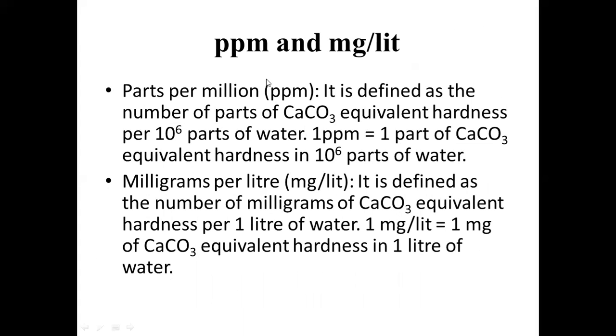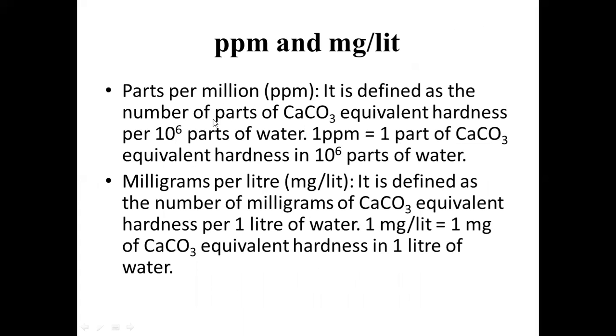Now, ppm and mg per liter. What is meant by ppm and mg per liter? These are the units actually. Ppm and mg per liter are the units that are used to express the hardness of water. Now, what is meant by ppm? Ppm is nothing but parts per million.